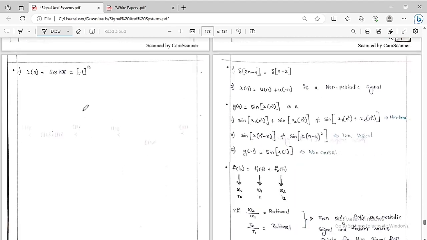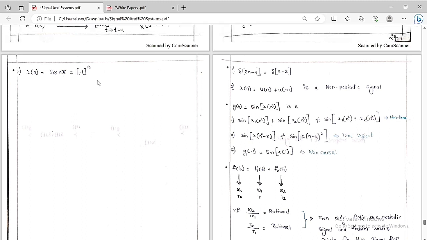Now the next thing is x of n is equal to cos n pi. Cos n pi is equal to (minus 1) to the power of n. You know, if you substitute n equal to integers, suppose you substitute n equal to 1, cos pi is equal to minus 1. Suppose you substitute n equal to 2, then you are going to get plus 1. That is the reason cos n pi is always equal to (minus 1) to the power of n, where n is an integer.